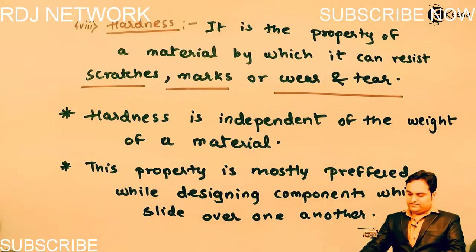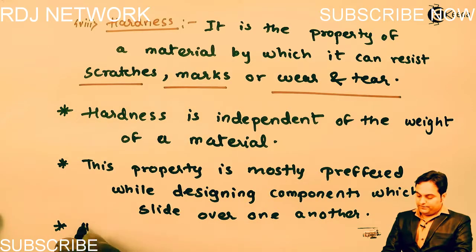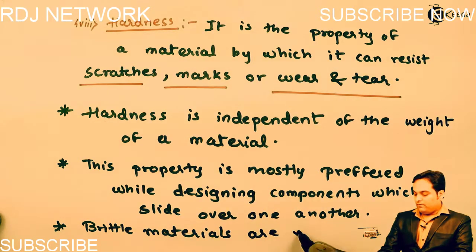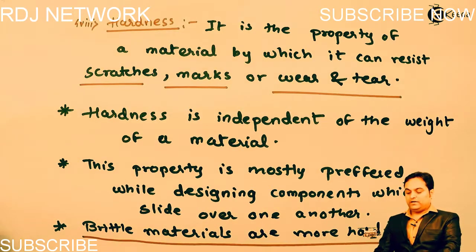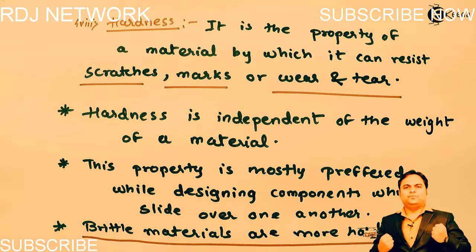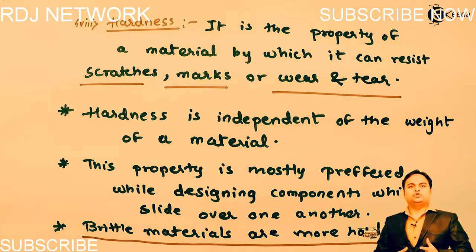Next, after hardness, I can write one more point here in case of hardness, that brittle materials are more hard. This is a very important point which I have mentioned, that brittle materials are more hard. It means brittle materials are able to resist scratches more. Like for example cast iron, it is a material which has high amount of hardness because it is brittle also.